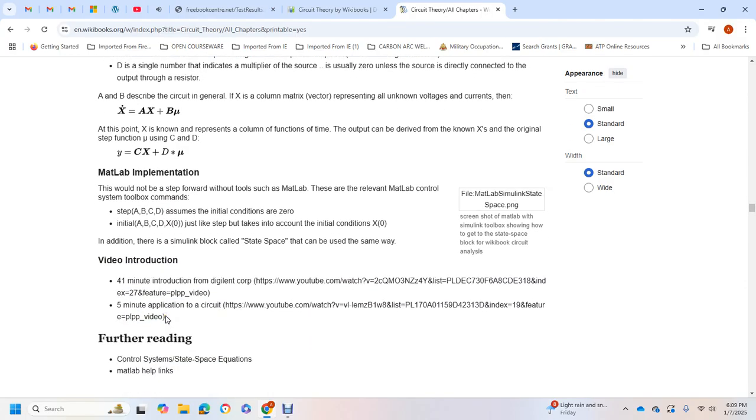MATLAB implementation. We would not step forward without the tools of MATLAB, so these are the relevant MATLAB control system functions. The command is step(A, B, C, D). Assume the initial conditions are 0. X is a variable of time, with X at time 0 being the initial condition. There are steps that take the actual initial conditions. X is 0, in addition with a Simulink block called state space. They usually work in the same way.